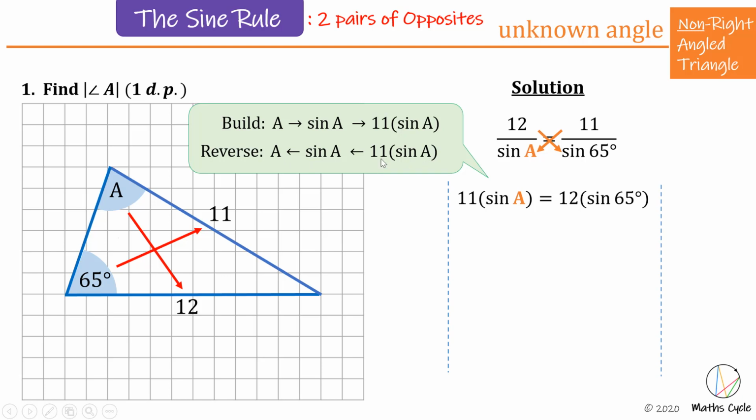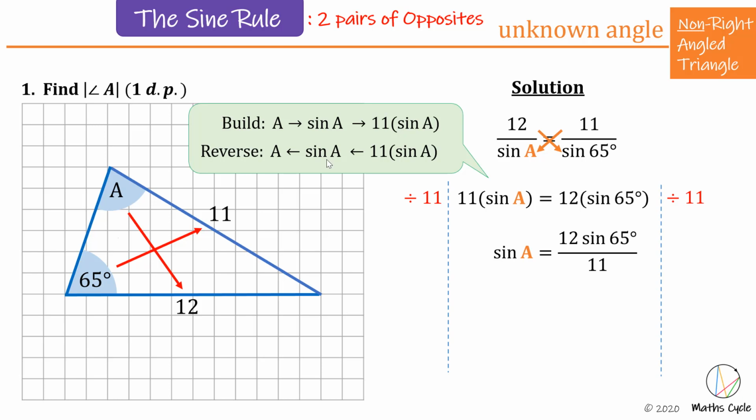So the first thing I need to do is see that the sine A is multiplied by 11, so to reverse that I need to divide by 11. Dividing both sides by 11, on the left hand side my 11s will cancel, so I'm left with the sine of A equals, and on the right hand side I have 12 sine 65 divided by 11.